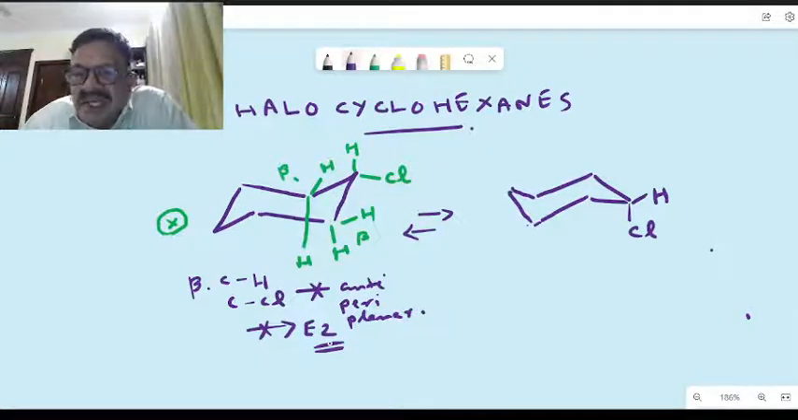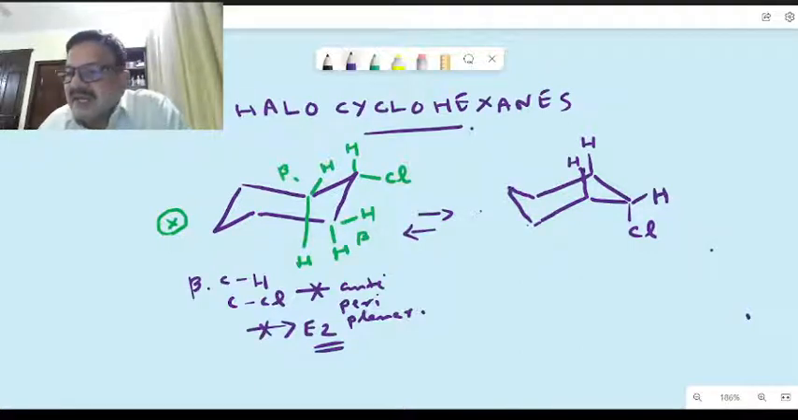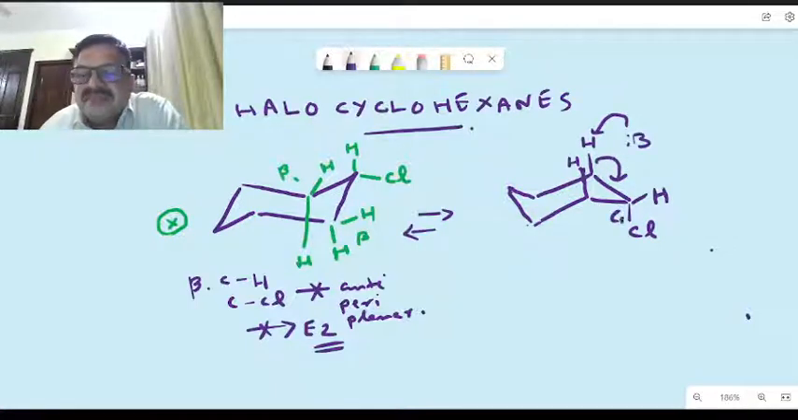But now if we come to the other conformation, let us see. Here the chlorine is axial. Now we have a hydrogen over here, again an axial hydrogen at the beta position. There is another beta hydrogen over here, an axial one. Now this can react. This is a base here. This base can take this proton, and then E2 reaction is possible here. See, this is the difference between these two conformations.